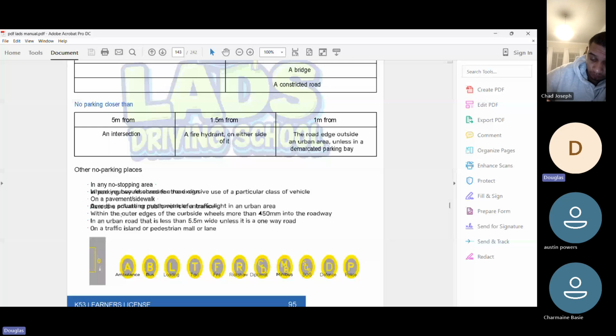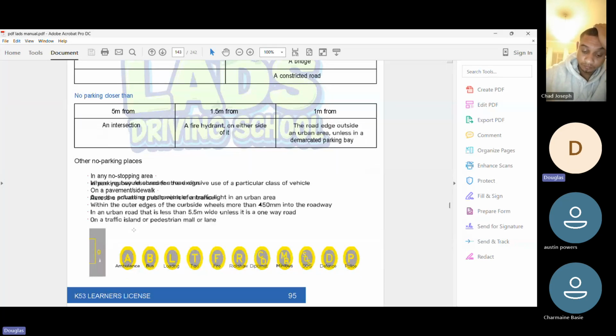You're not allowed to park on an urban road that is less than 5.5 meters wide unless it is a one-way road. If the road looks narrow, you're not allowed to stop on that road. You're not allowed to park on that road because you will be reducing the size of the road, making it more difficult for other road users. You're not allowed to park on a traffic island or a pedestrian lane.